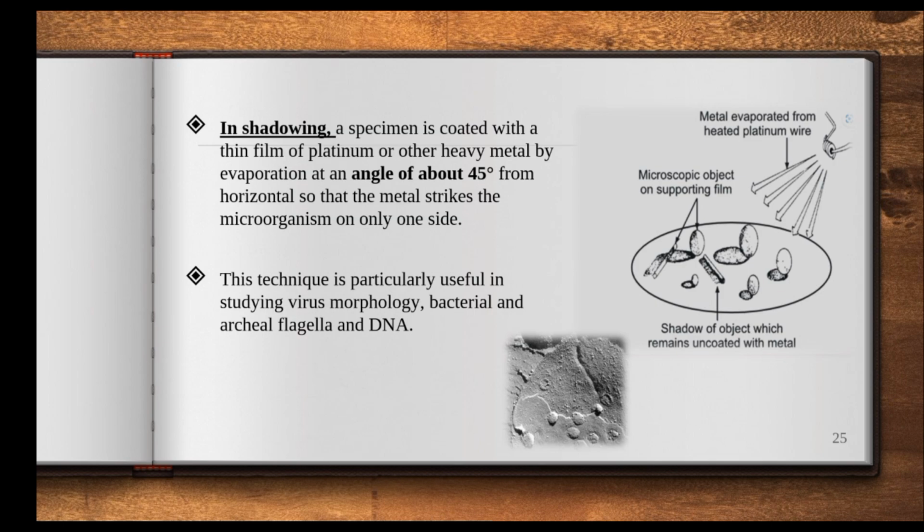In shadowing, a specimen is coated with a thin film of platinum and other heavy metals by evaporation at an angle of 45 degrees from horizontal, so that the metal strikes the microorganism on only one side. This technique is particularly useful in studying virus morphology, bacteria, and archaeal flagella and DNA.